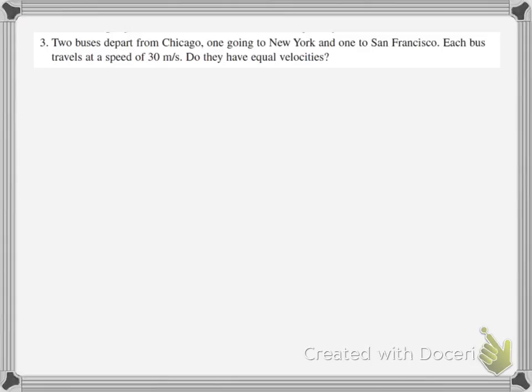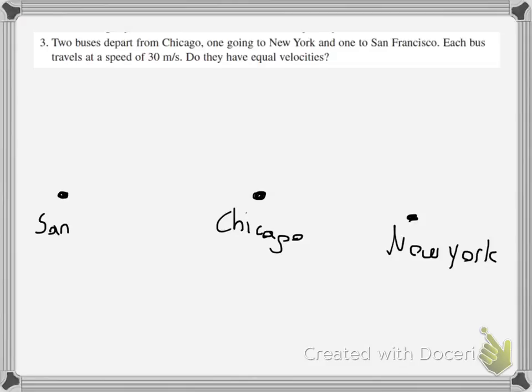So the other important thing to know here is that velocity is a vector, so we have to take into consideration our direction. So we would start off with Chicago in the center, then we would draw New York to the east, and we would draw San Francisco to the west. So when we say the velocity of something going towards San Francisco from Chicago at 30 meters per second, we would say it's negative. This is because our quantity is going due west.